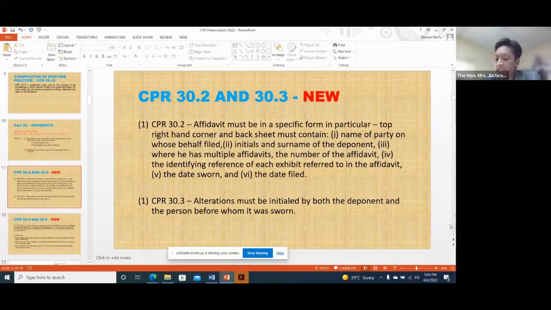Now, one of the things that I'm not quite sure about, and again, this is a draft, so how this works is something that we will have to get to on the ground when the rules come in. But the identifying reference of each exhibit, I don't know whether that means we should have, if it has exhibits, for example, Merrill Glinton MG1 through MG10. Again, I'm speculating that's what it might be referring to, but I'm not sure. Alterations must be initialed by both the deponent and the person before whom it was sworn. I believe at the moment that may not be a requirement to have both do it.